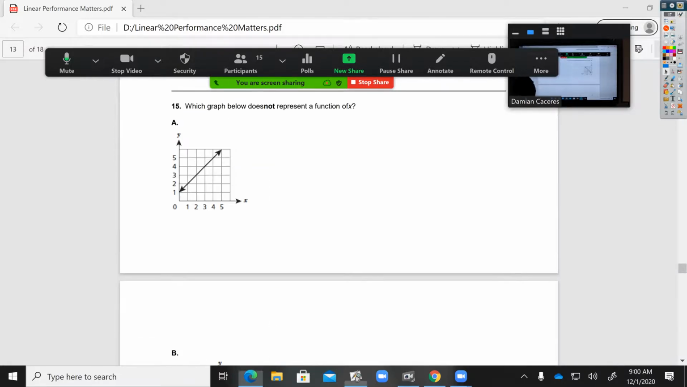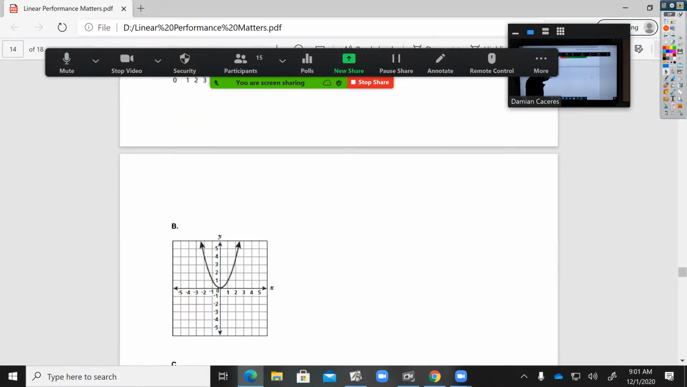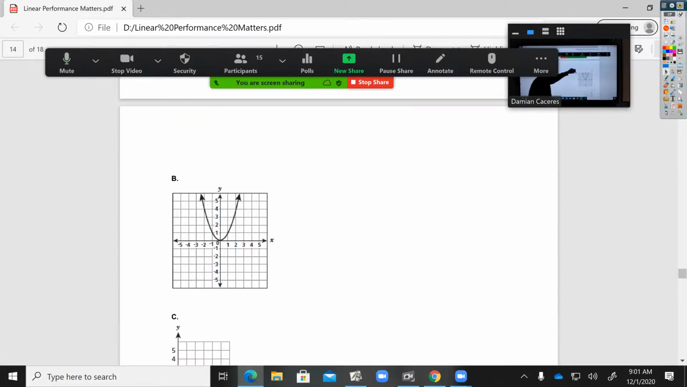Alright, again, which one does not represent a function? This is not. So we're only going to select a no. In this case, it touches once on every vertical line I draw, so that's a yes. Not our answer because we're looking for a no. Now a U is a function because if you draw vertical lines, it never touches more than once. So that would be a yes also.